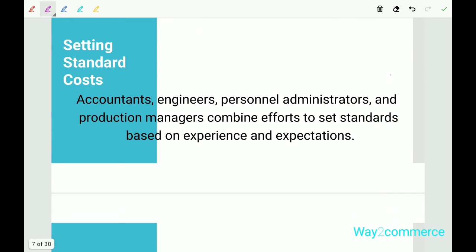Next, setting standard cost. How to set standard cost? Accountants, engineers, personnel administrators, and production managers combine efforts to set standards based on experience and expectations. So these are the setting of standard cost. They set standards based on their experience and expectations about the demand, supply, etc.